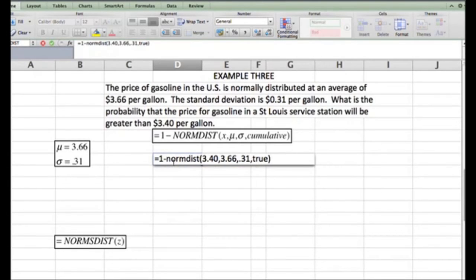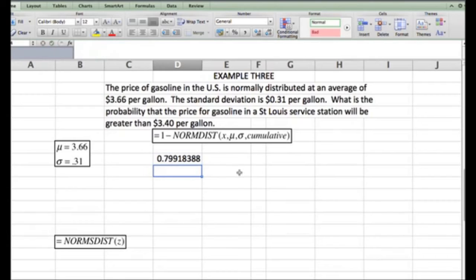When we close the parentheses and hit enter, we get 0.79918. That could also be rounded to 79.92%. A very high percentage in this case, but the correct answer.